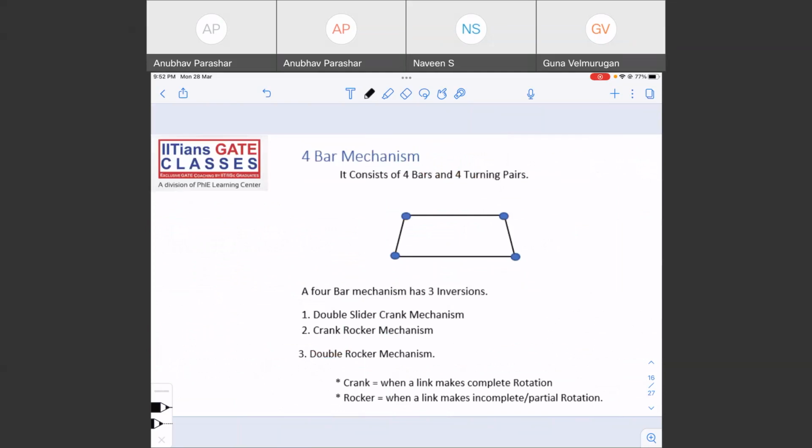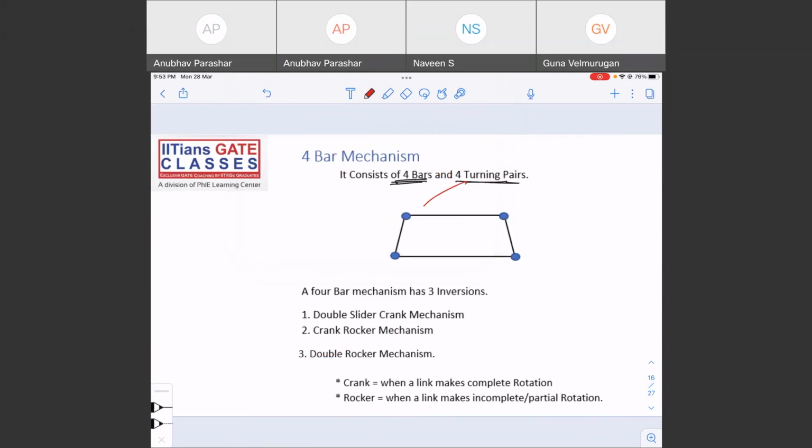So it consists of 4 bars and 4 turning pairs. This is also important. Sometimes they ask you how many turning pairs are there in a 4-bar mechanism. Very simple question, but you should know.